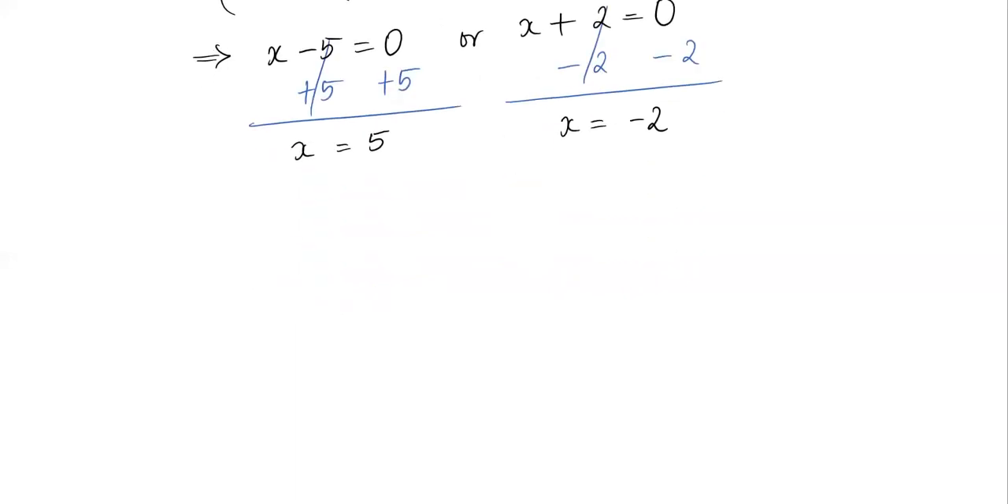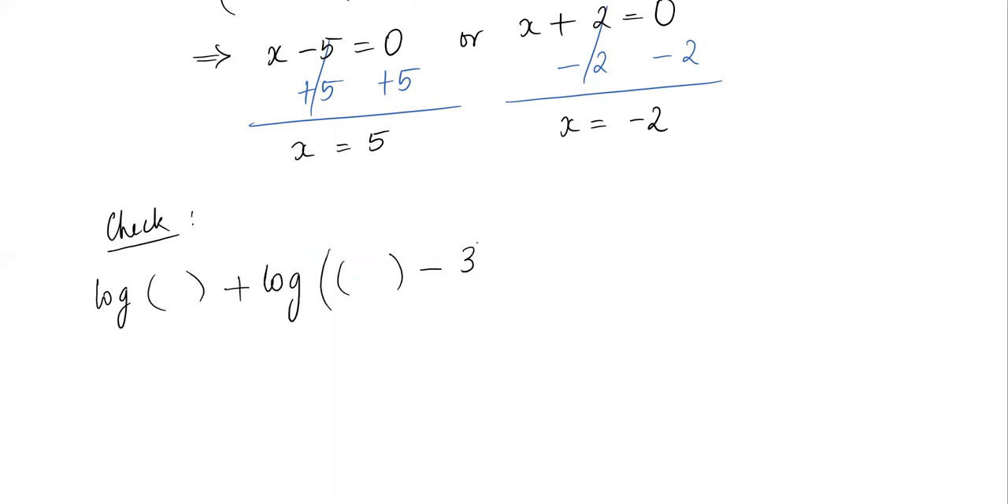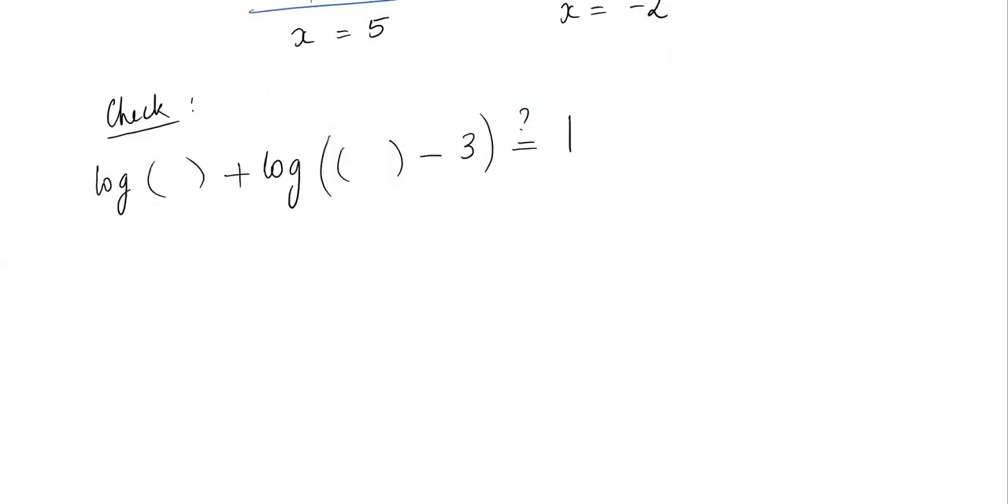Please check both the answers. So go back to the original problem, which was log x plus log (x minus 3). I'm going to put parentheses in the place of x so that I can substitute for it. I'm going to do the check first for the number 5 that we got as the answer. So this comes out as log 5 plus log 2.